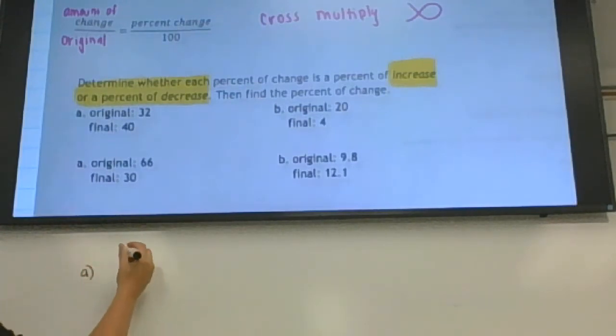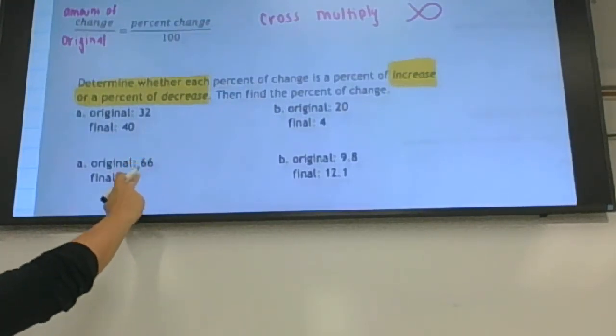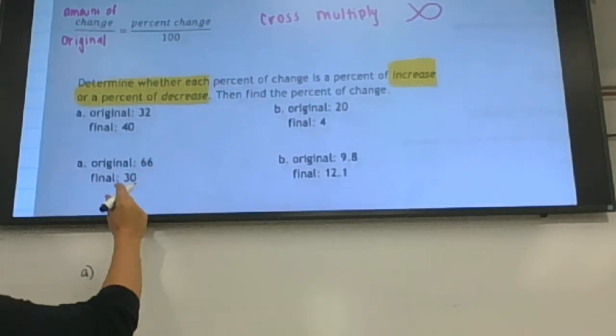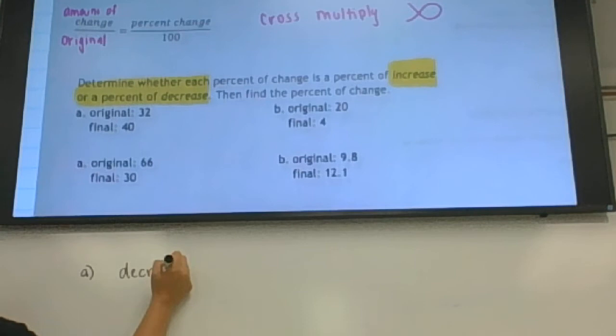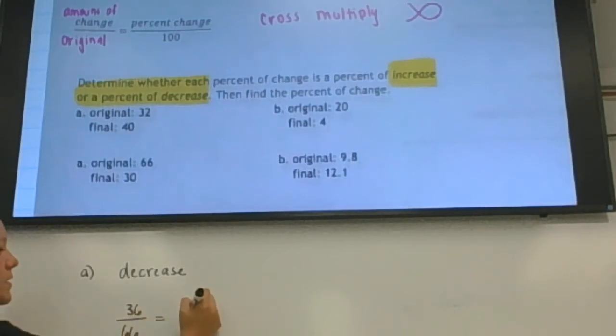Second part. So the original was 66 and the final was 30. So the amount decreased. Changed by 36. Let's round to the hundredth. Round to the hundredth. That's 2 decimal places. Yeah, Cadence, you're right, because 33 would be 50. So you can make your prediction. This is very close to 50%, maybe a little bit higher.